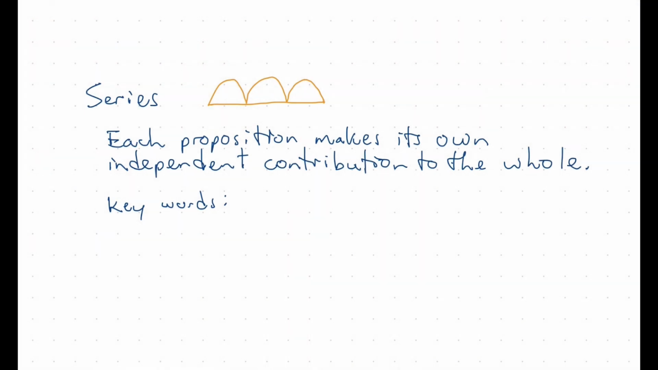Okay, let's look at the relationship of series. In series, each proposition makes its own independent contribution to the whole. That's the definition we have there. Each proposition makes its own independent contribution to the whole.